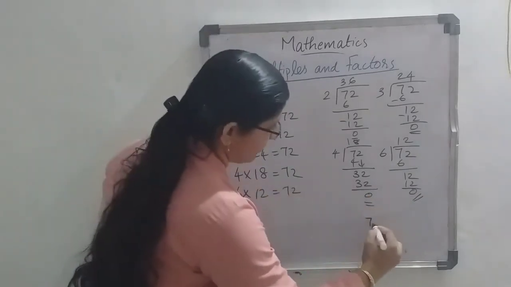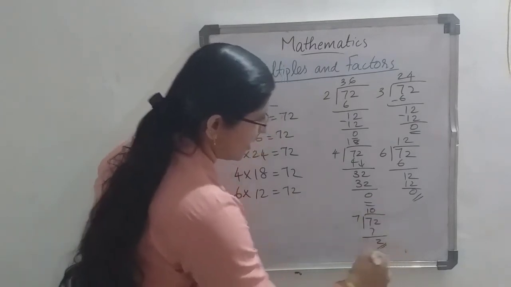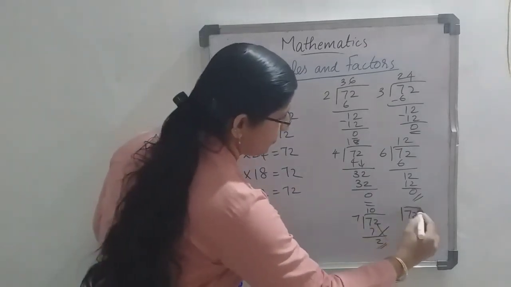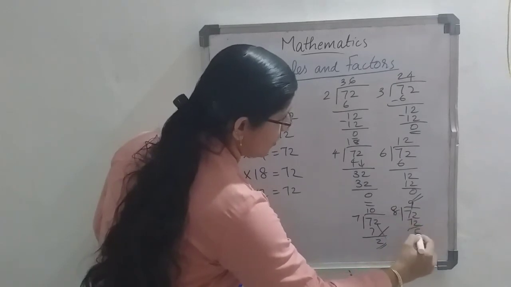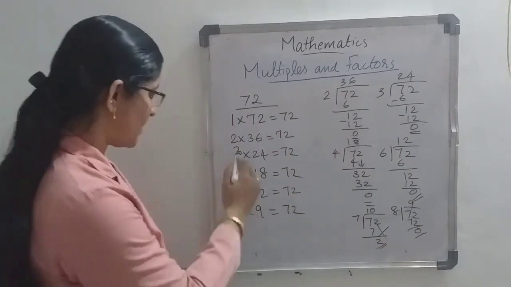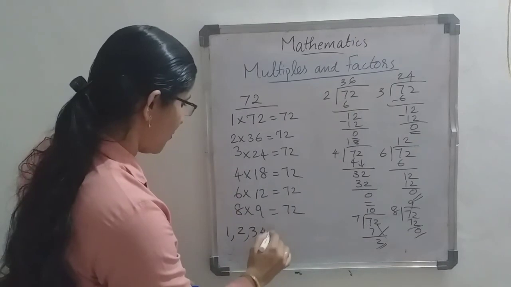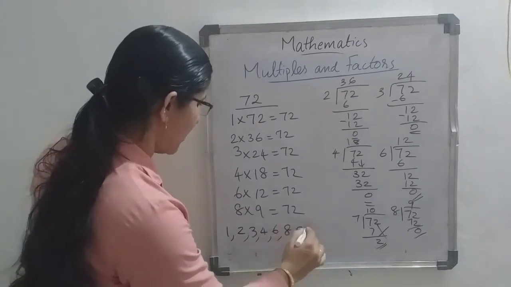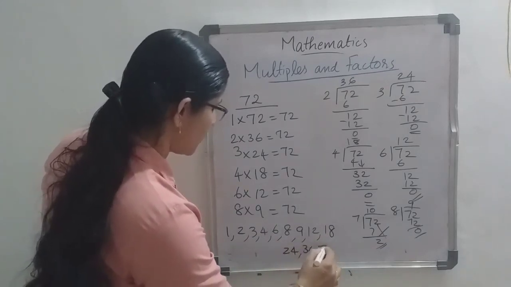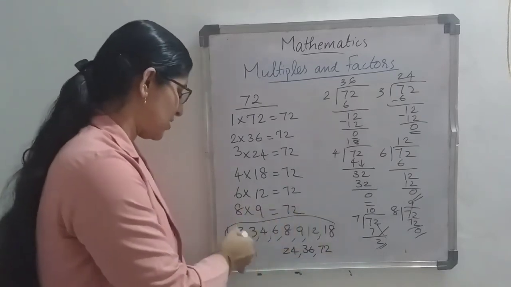Next is 7. 2 is less than 7, so it is not a factor. Next 8: 9 8s are 72, so it is already there; 8 into 9. Okay, so it's over. Which are the factors? 1, 2, 3, 4, 6, 8, 9, 12, 18, 24, 36, 72 are the factors of 72. So these all are the factors of 72.